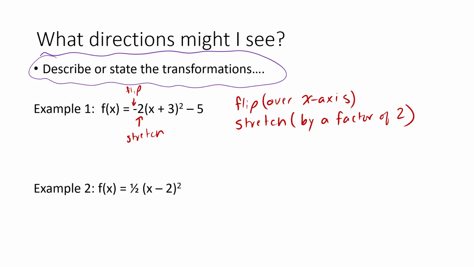The +3 on the inside is going to make it go left 3. So I would want to see a student write left and then how far to the left. And then that -5 is going to send the graph down 5. And so this would have 4 transformations. It's got a flip, a stretch, a left, and a down.